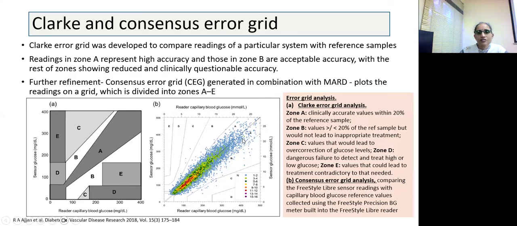So Clarke's zone A is clinically accurate, with values within 20% of the reference sample. Zone B is around 20%, but will not lead to inappropriate treatment. So values within this zone are acceptable, while zone C would lead to either overcorrection or undercorrection of glucose values, and zone D is dangerous failure to detect the correct value. So these were done with the Freestyle Libre sensor with the same glucose measuring device.